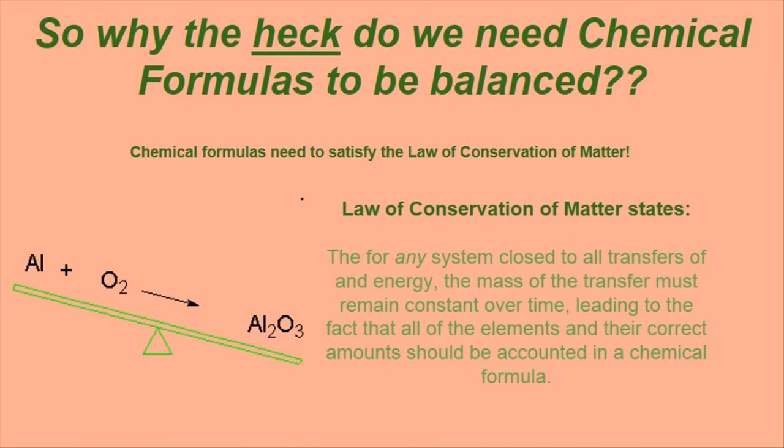So why the heck do we need chemical formulas to be balanced, bro? Chemical formulas need to satisfy the law of conservation of matter, man. Law of conservation of matter states that for any system closed to all transfers of matter and energy, the mass of the transfer must remain constant over time. This then leads to the fact that all of the elements and their correct amounts should be accounted in a chemical formula.